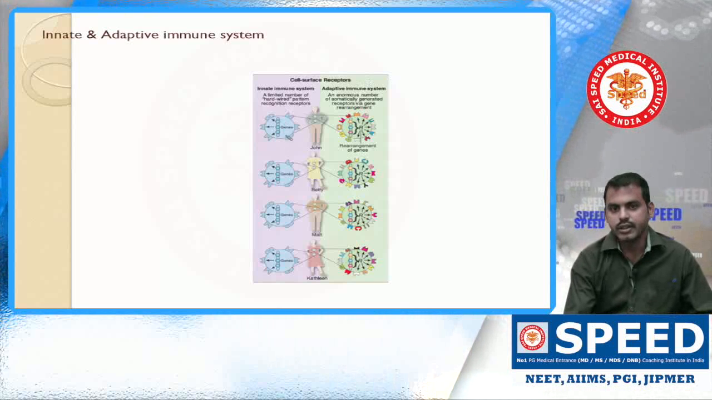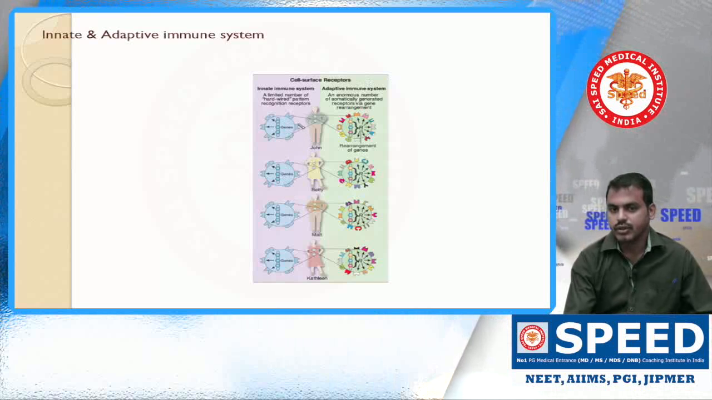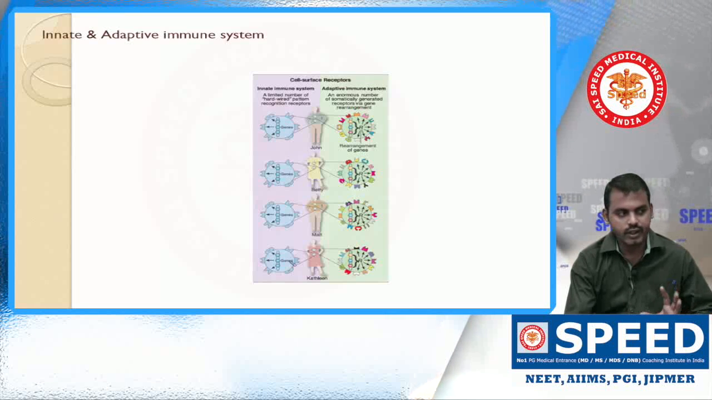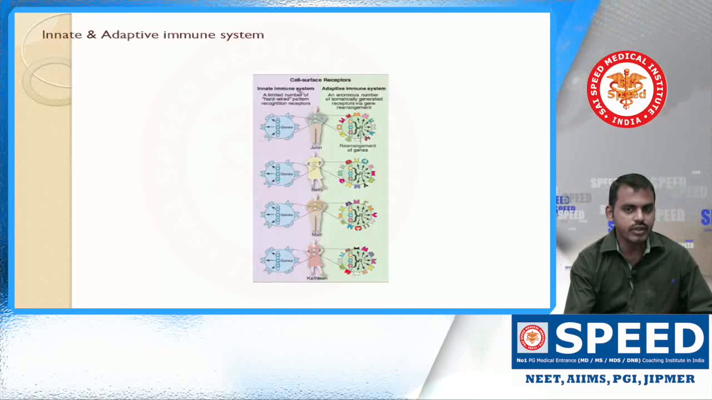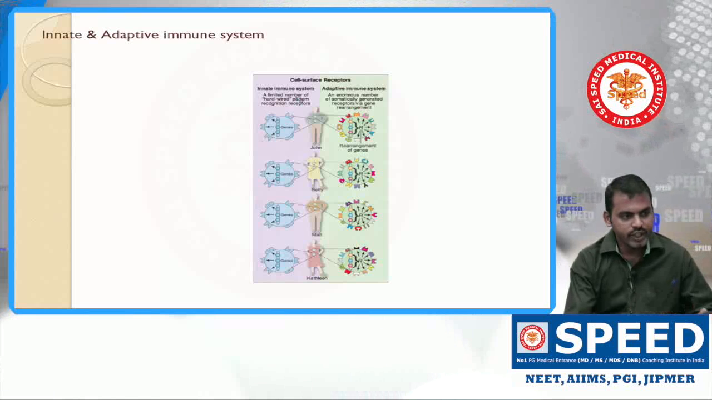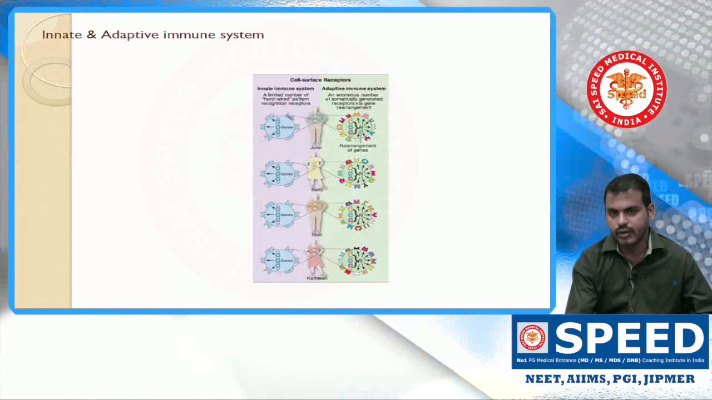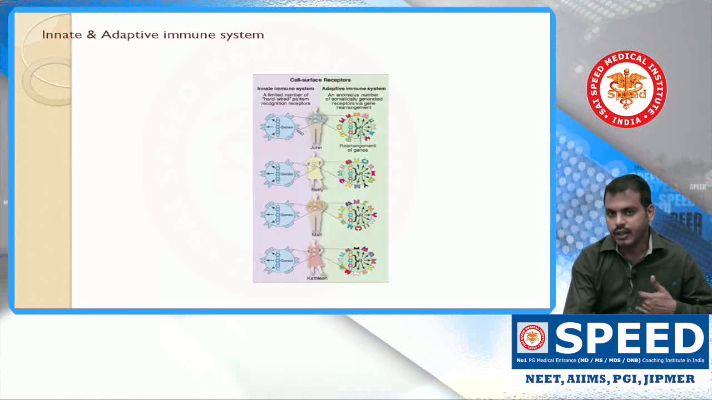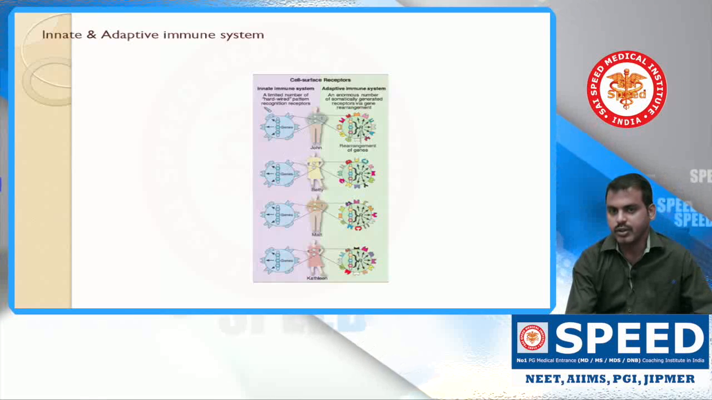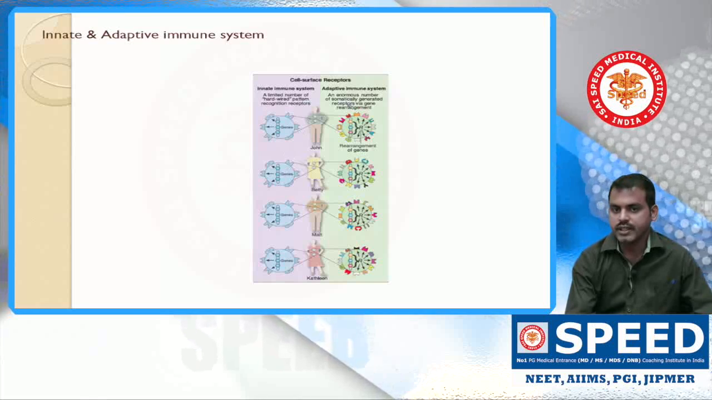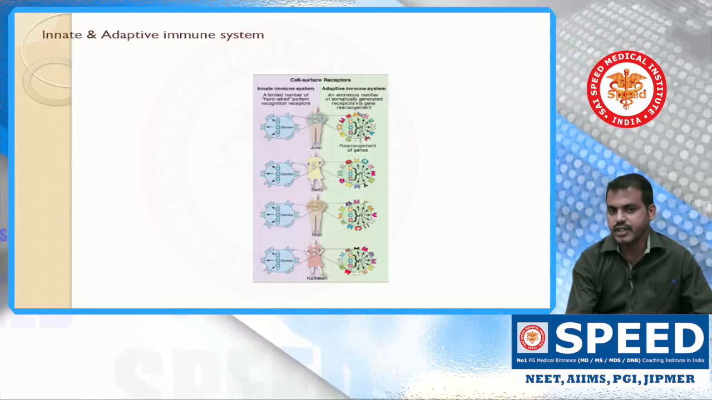It is given by your parents, so you will have a fixed type of gene. Everybody will have a fixed set of genes. This is the pattern of the innate immune system. You will not be able to modify the gene receptors or genetic response which you get from the innate immune system. But the adaptive immune system has somatically generated receptors via gene rearrangement.